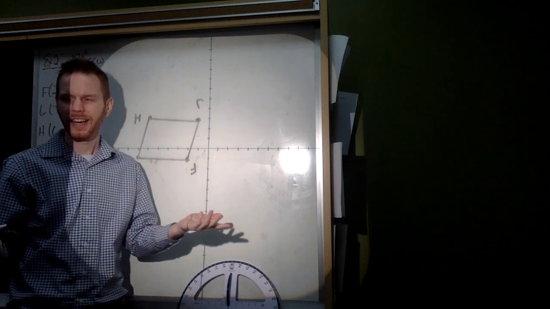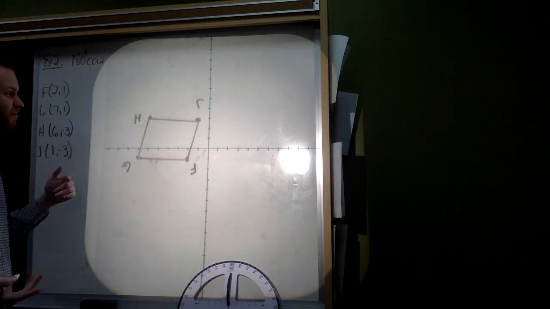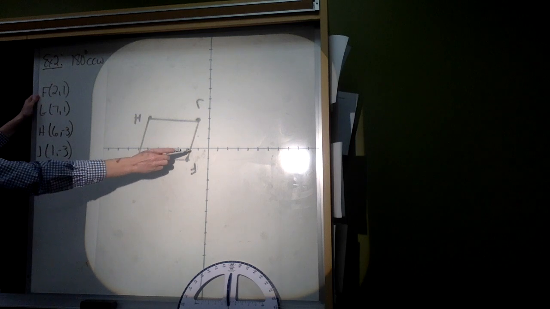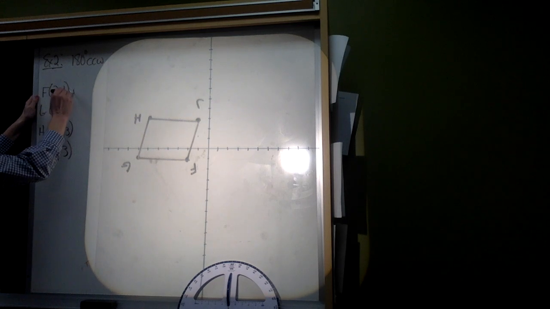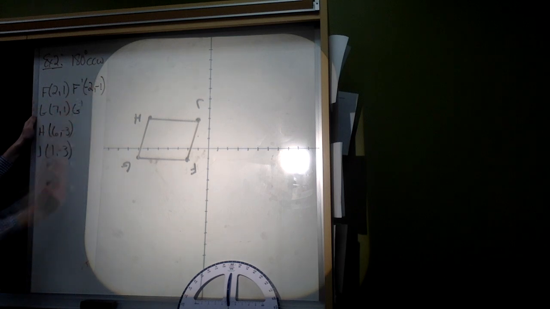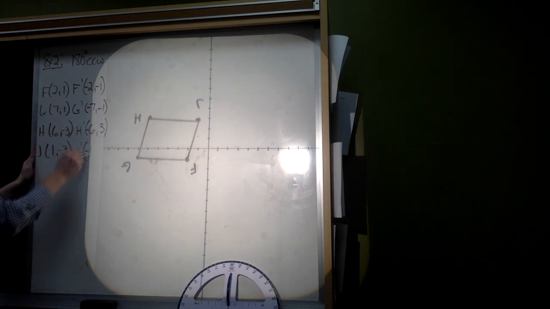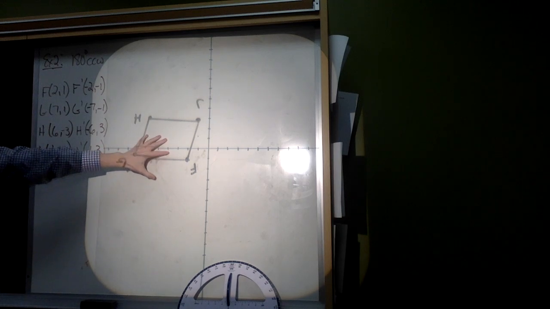I don't think there is a method for this. I call this copy and paste because it kind of reminds you of it in a way. Okay, F prime is down here. That's going to be (-2, -1). G prime is (-7, -1). H prime is (-6, 3). J prime is (-1, 3). If I just read those coordinates off, that's what they are.